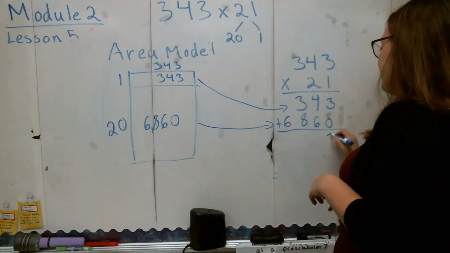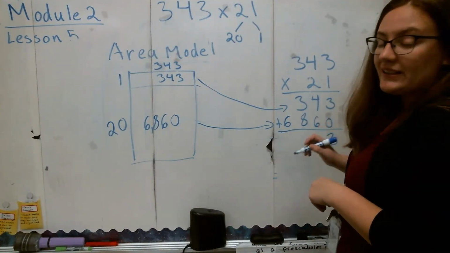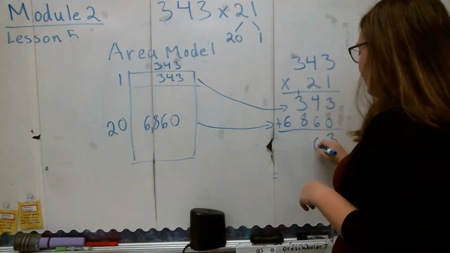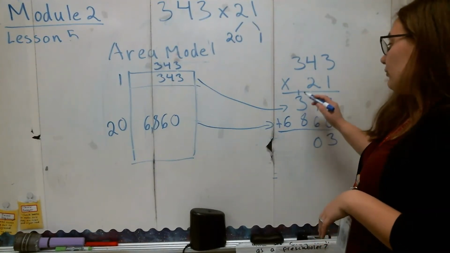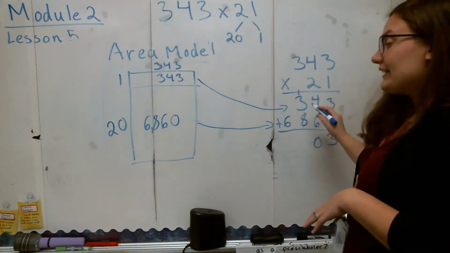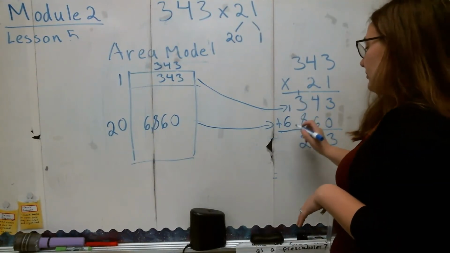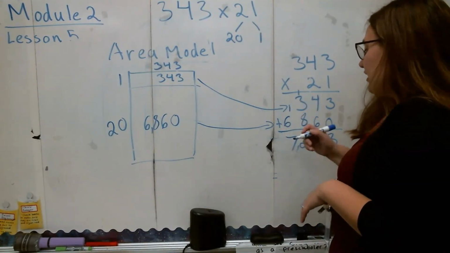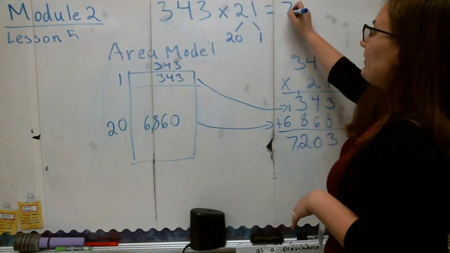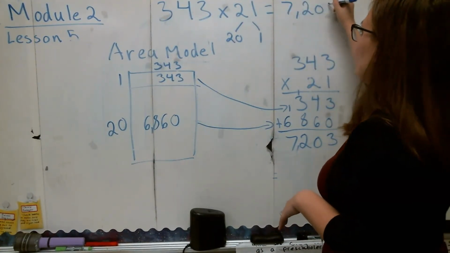So I have 3 plus 0, which is 3. 4 plus 6 is 10, so I carry the 1 and leave the 0. Then I have 1 plus 3, which is 4. 4 plus 8 is 12. Again, I need to carry the 1, leave the 2. Then I have 1 plus 6, which is 7, which leaves me with a final answer of 7,203.